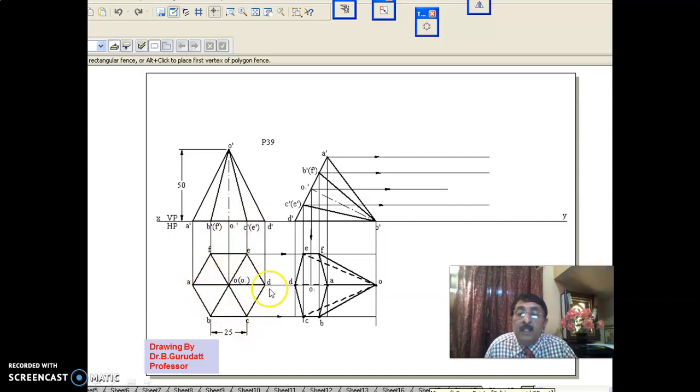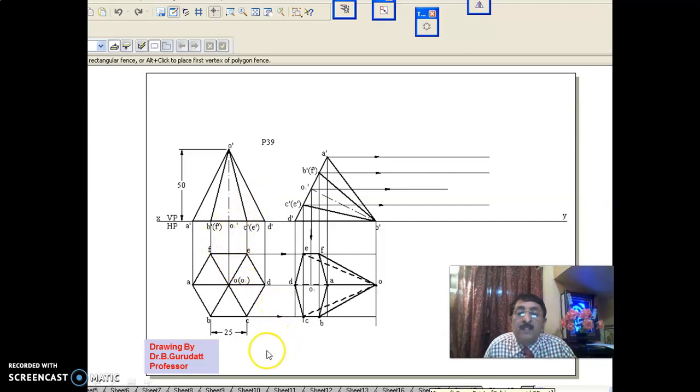Side A, B, C, D, E, F, 6 edges. OA, OB, OC, OD, OE, OF, 6 edges. Totally 12 edges. And here you have the base 6 edges: 1 here, 2 here, 2 here, 1 here. In that way, 12 edges. It is same as previous.